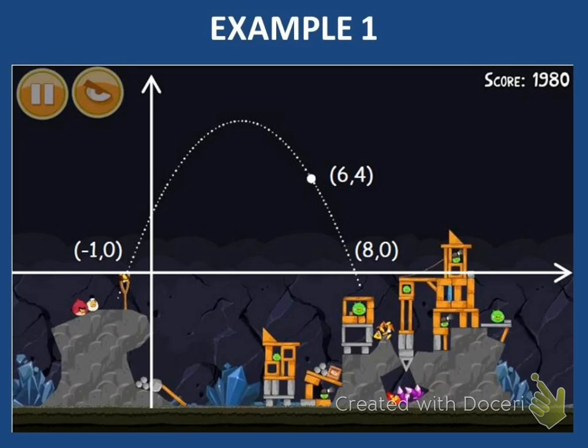So this is the first example that we're going to look at. The path of this angry bird started at (-1, 0), traveled through the point (6, 4), and then ended at (8, 0). So we're given our two x-intercepts, and then we're given another point that's on the graph.